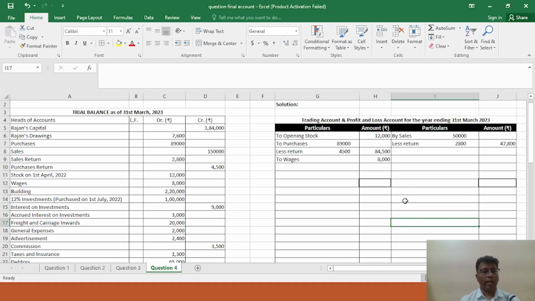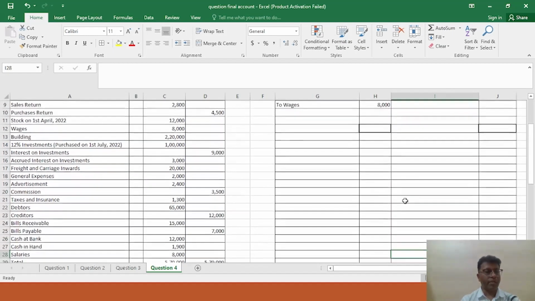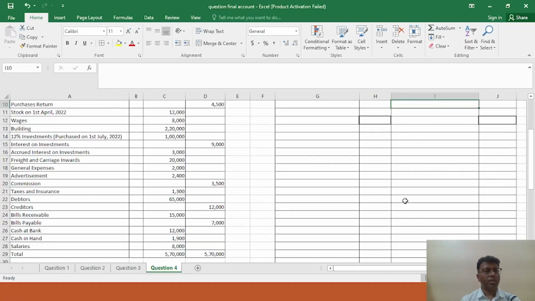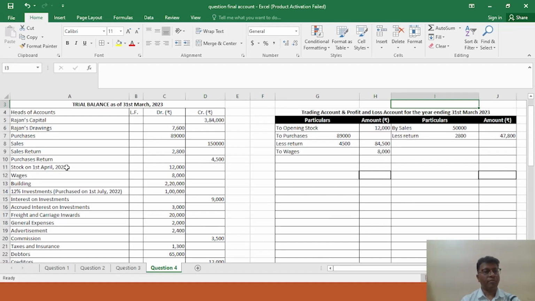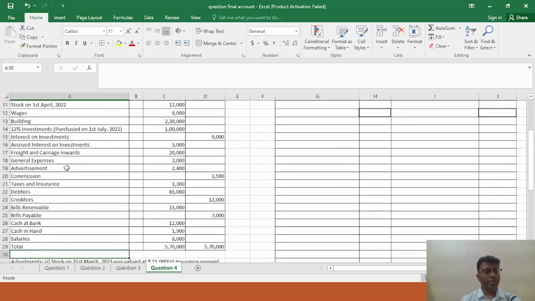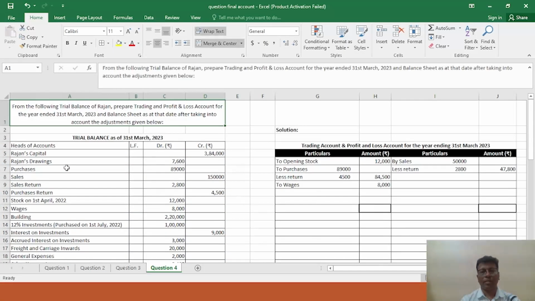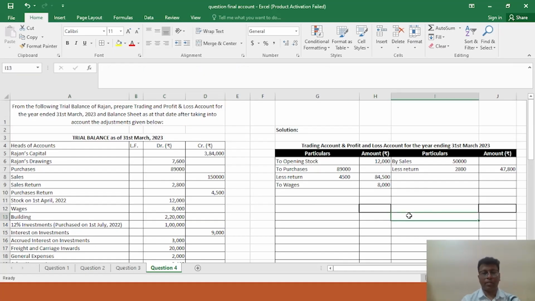But we should get an idea of how many items are there in the trading account. So you see that after this opening stock, wages we have already written, and this is again the freight, one item, and right, no other item for the trading account. So we can mention here this particular amount to wages, right, building, investment, interest on investment. Right.